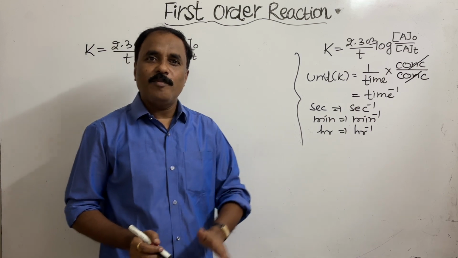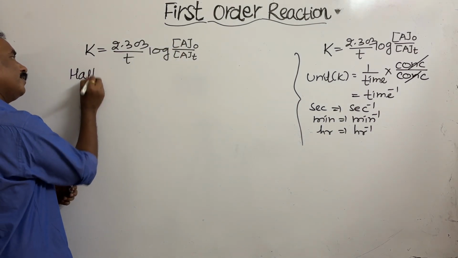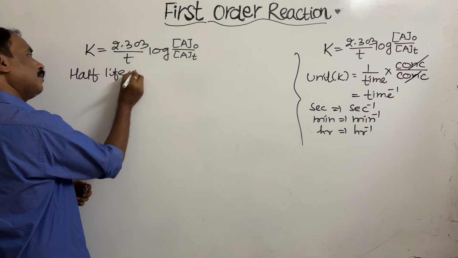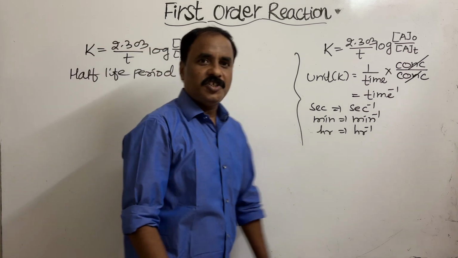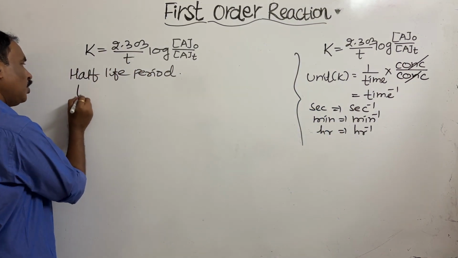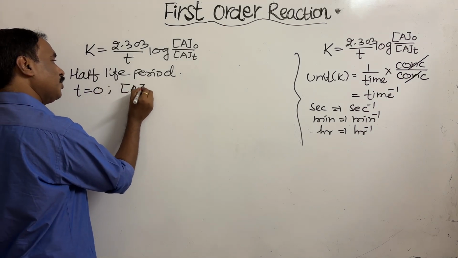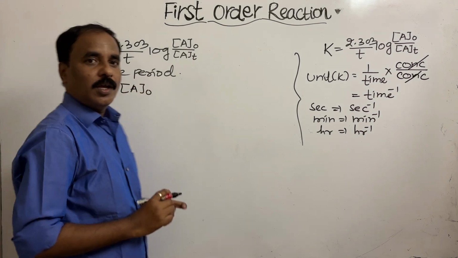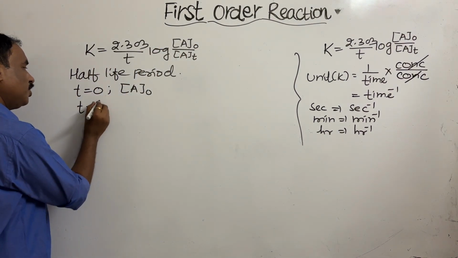Now what is the half-life period in first order kinetics? Half-life period. Here initial concentration of reacting molecule is A0. जब टाइम 0 है, when t is equal to 0, what is initial concentration? It is A0. अभी हाफ लाइफ टाइम क्या होगा? t is equal to t half.